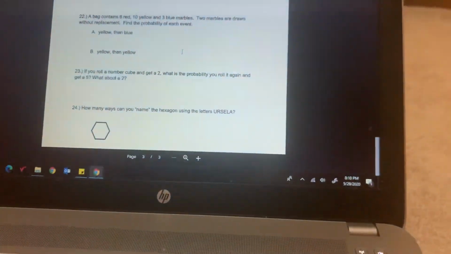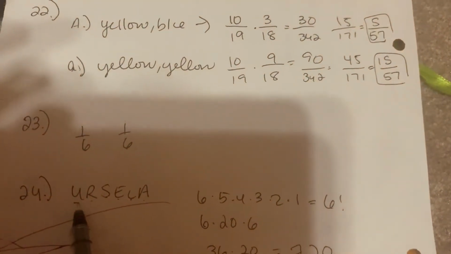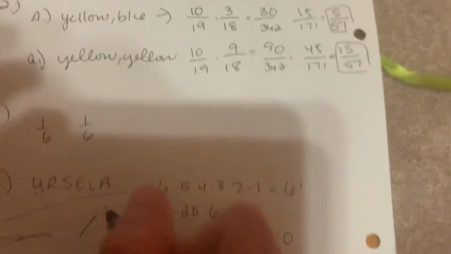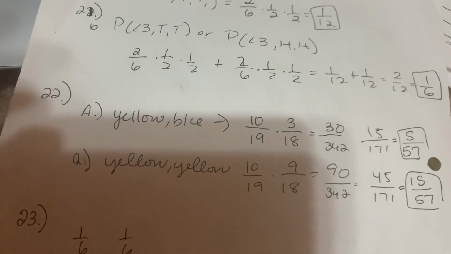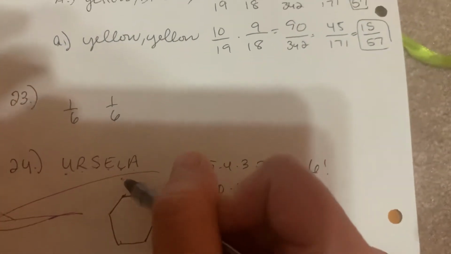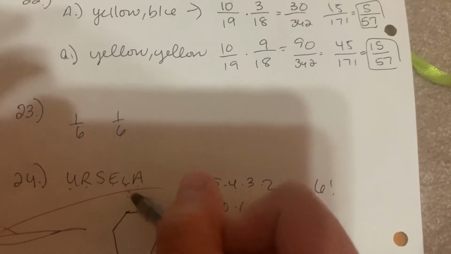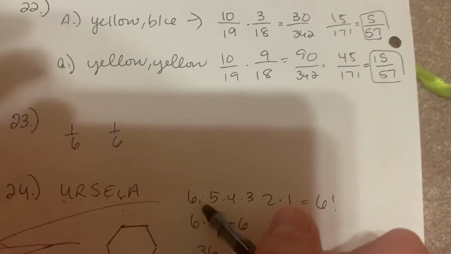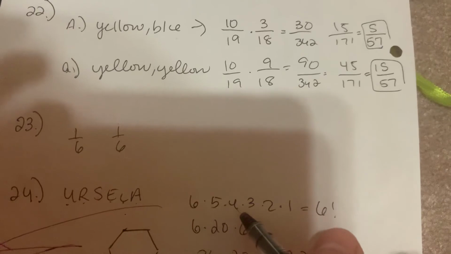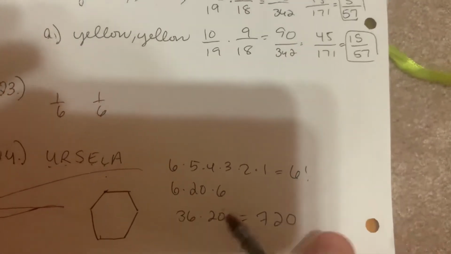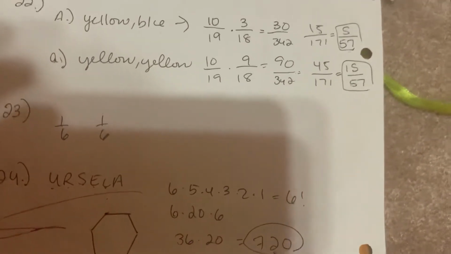And then they said, how many different ways can you name the hexagon Ursula? So looking at your shape, you could decide to use U first or R first or S first. You had 6 options to start with. Once you pick a letter, then you have 5 letters left, then 4, then 3, then 2, then 1. You multiply your ways together, that's 720.